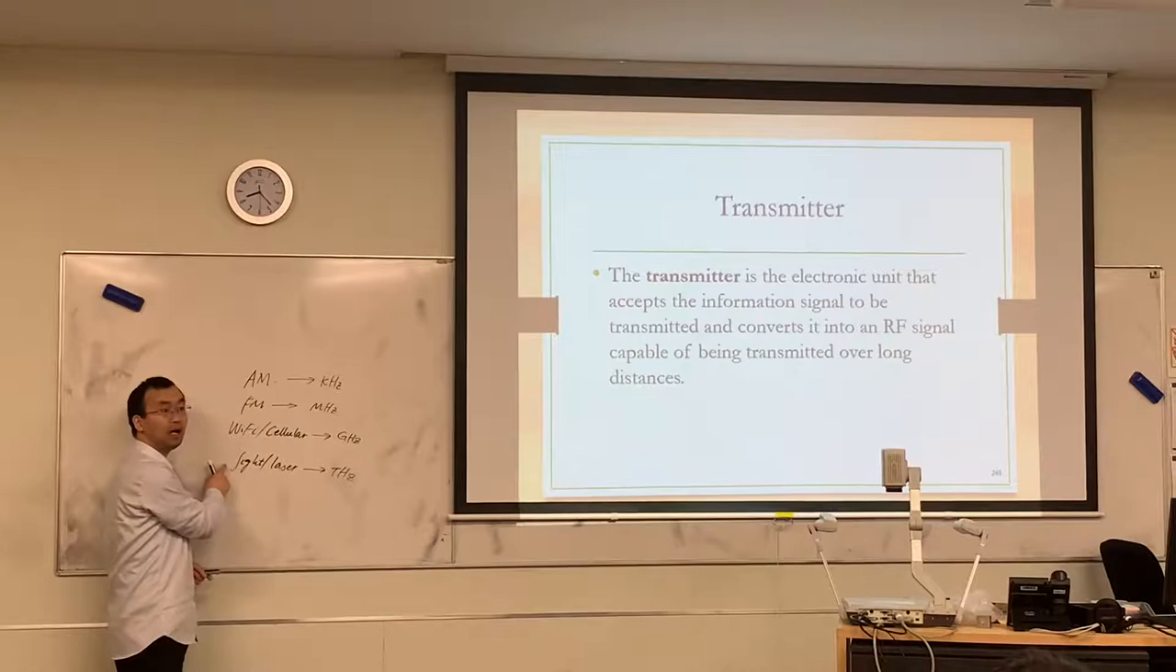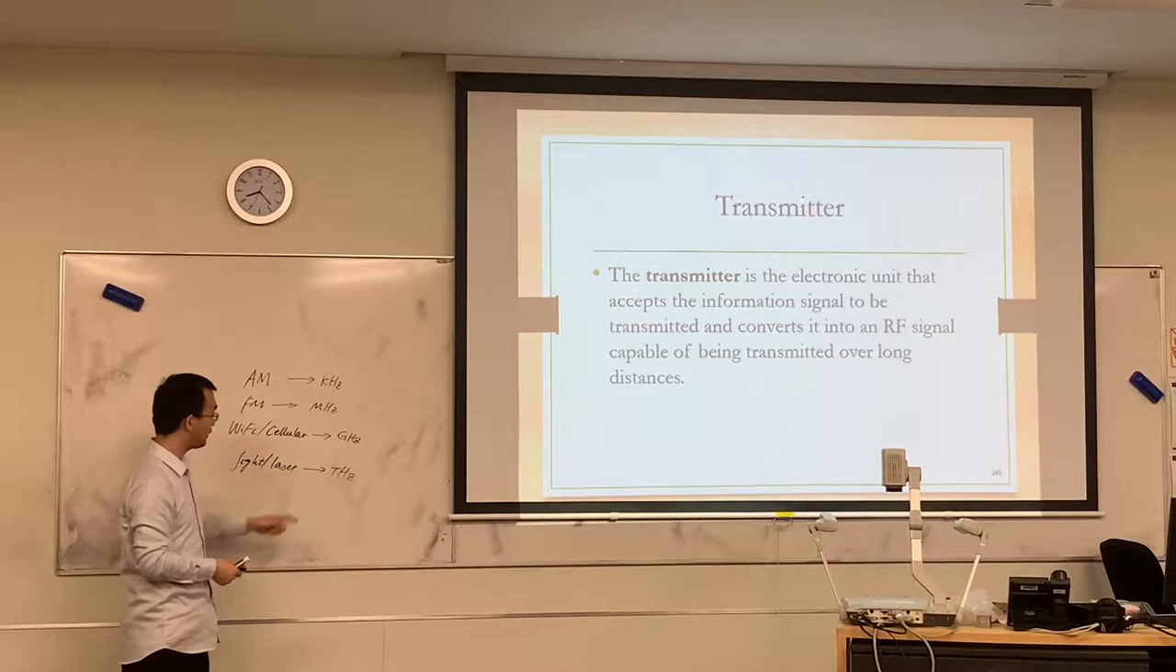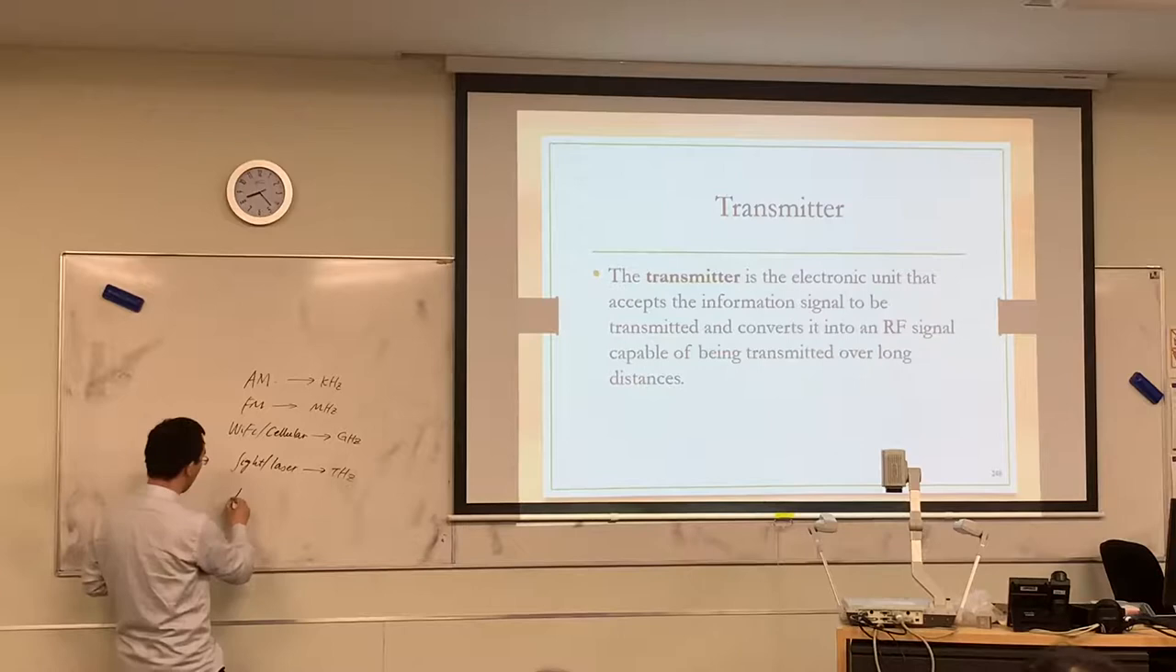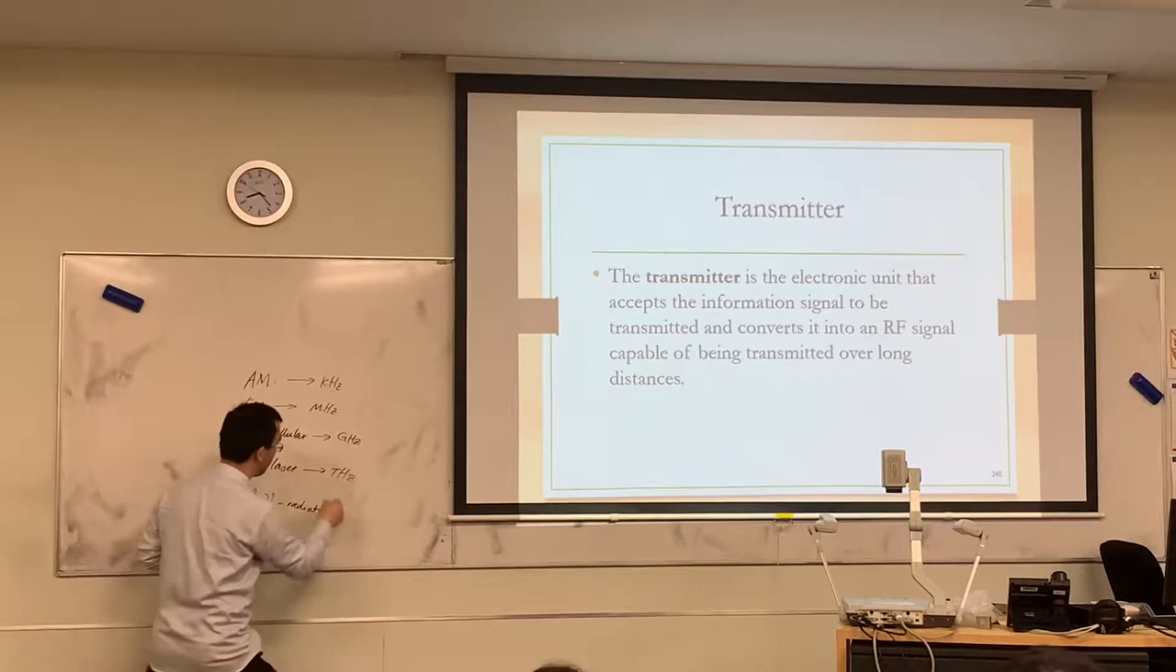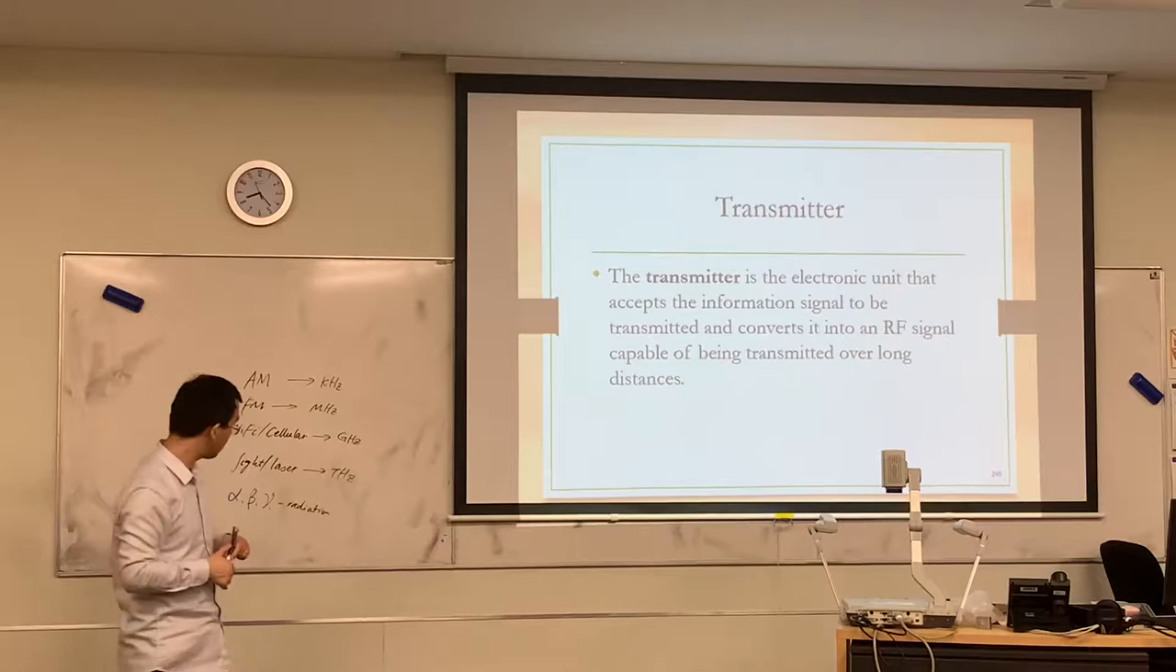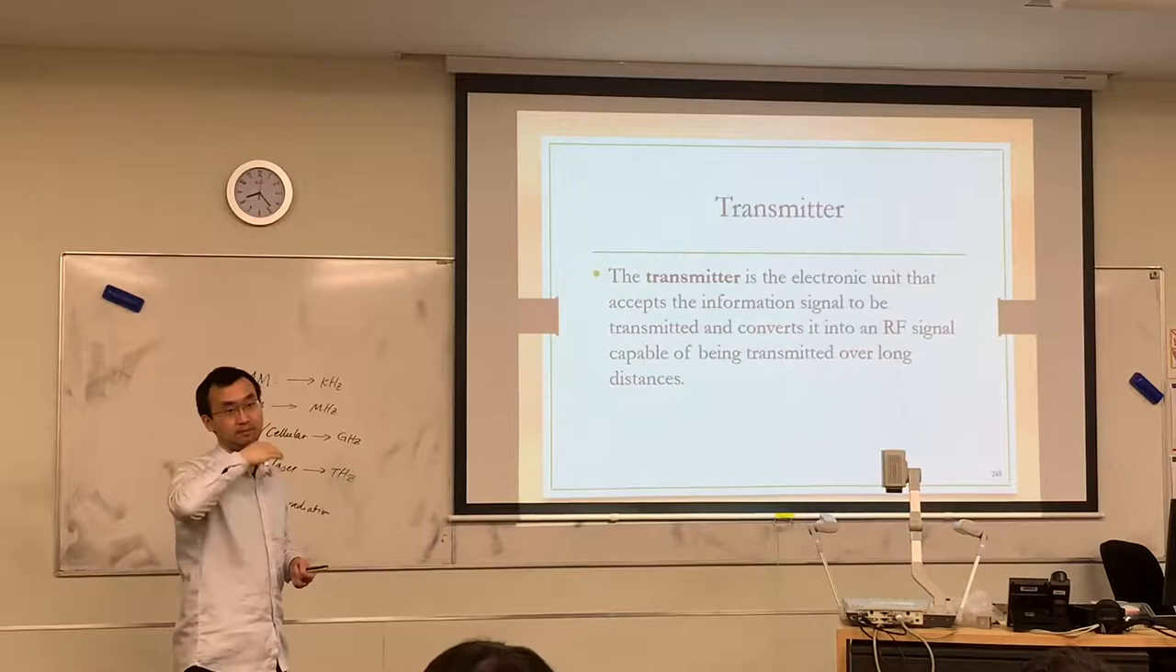Because you can have, for example, X-ray, alpha, beta, gamma radiation, right? The frequency will be higher than visible light. Visible light is in terms of terahertz. Then the radiations are happening in space with much higher frequency, right?